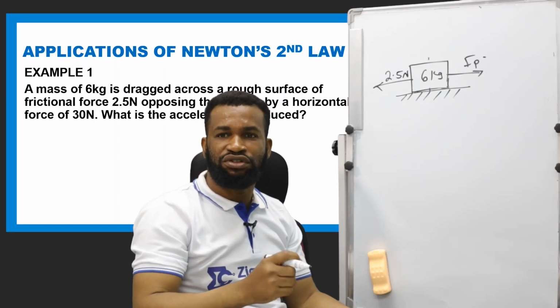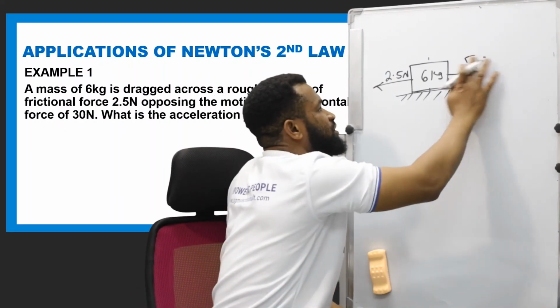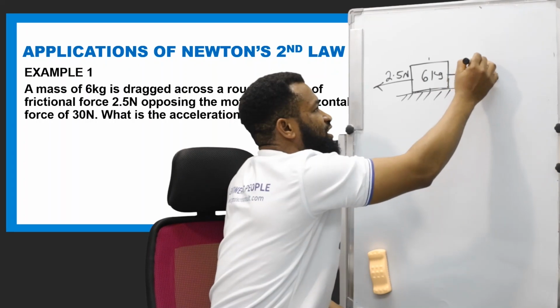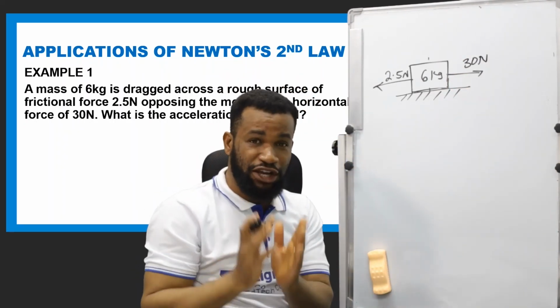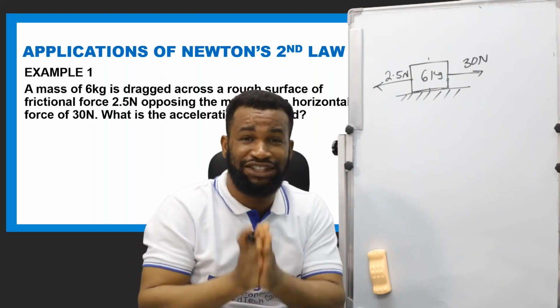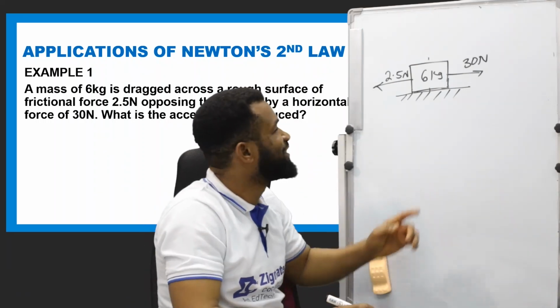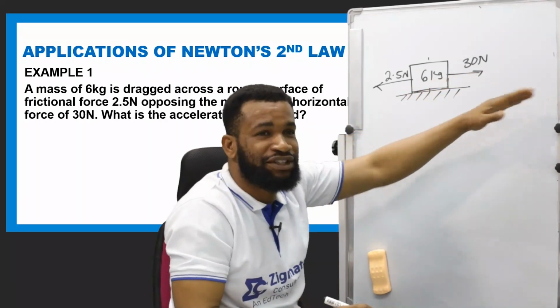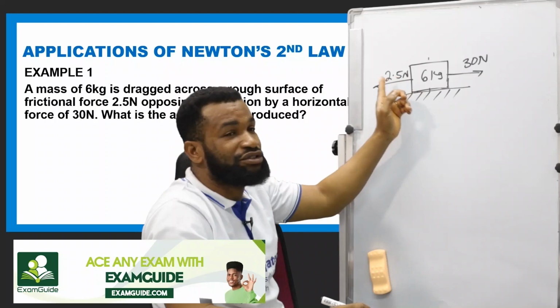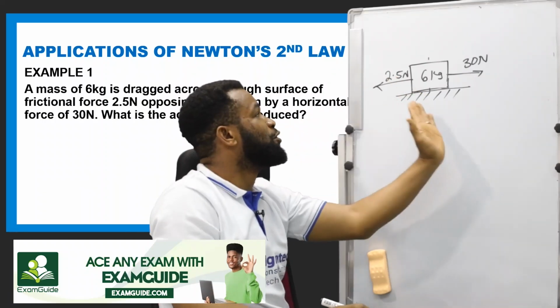And the horizontal force, that means the force moving the body, is 30 Newton, moving in this direction. Now, a human being with common sense should know that this is 30 Newton, a bigger force, and this is 2.5 Newton, a resistance force opposing it.